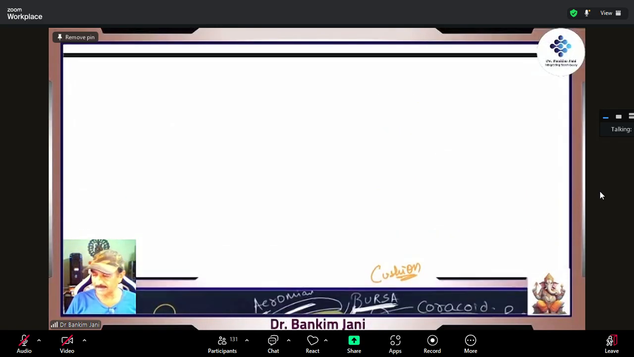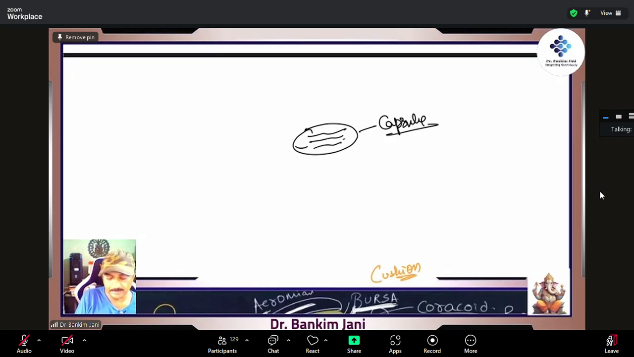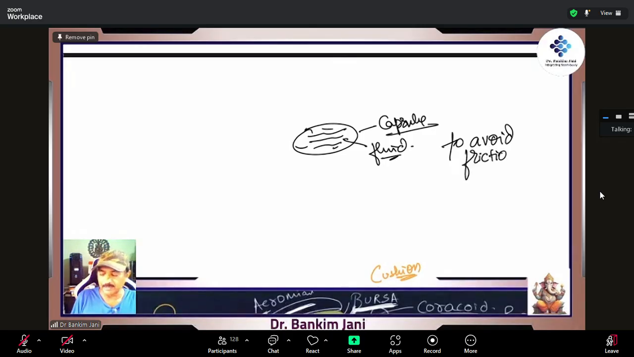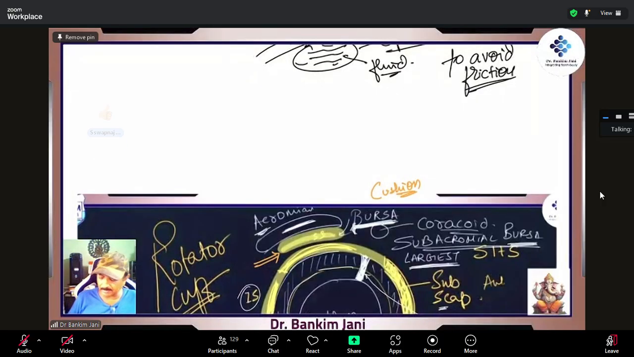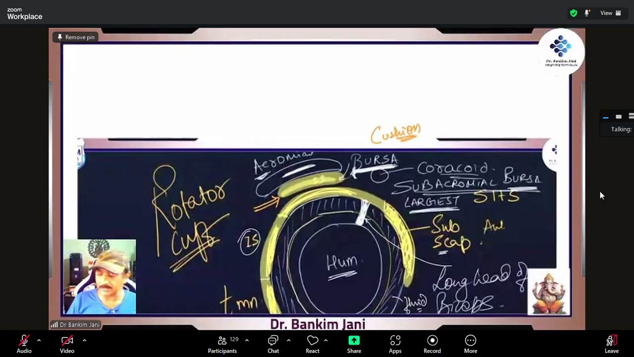Bursa is nothing but, say, this is one area. It has a capsule, and this capsule is filled with fluid. So this is a fluid structure, right? It is like a small balloon, but filled with water, and it is placed between a bone and the muscle to avoid friction. A name is to be given. So here is the acromion process. That's why we call this bursa under the acromion process the subacromial bursa. Right? This is the largest bursa of the body. Big one, right? Largest bursa.